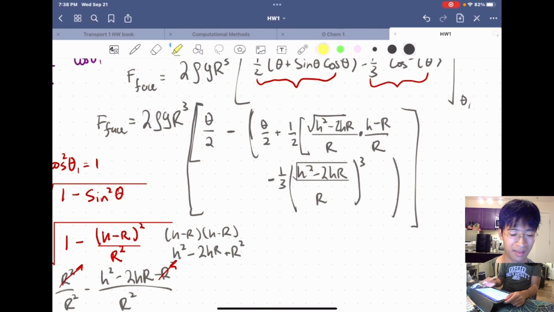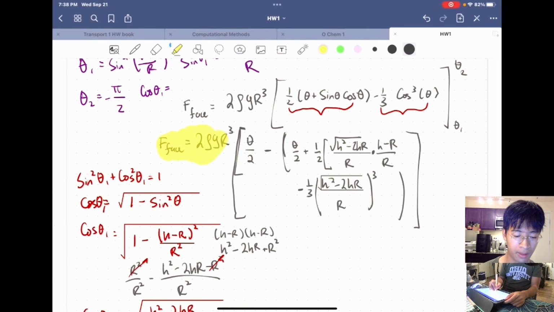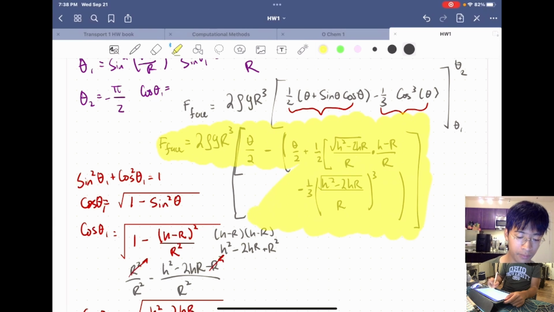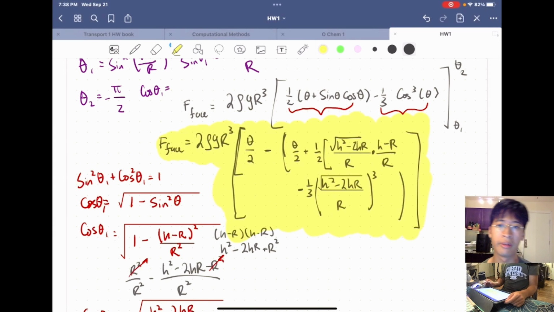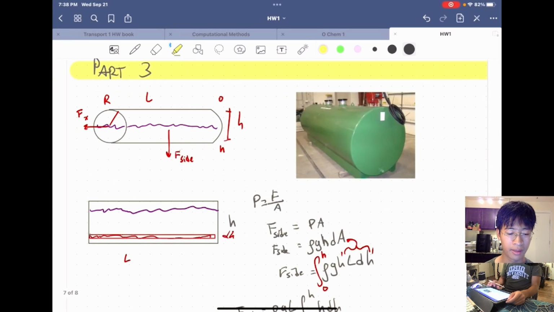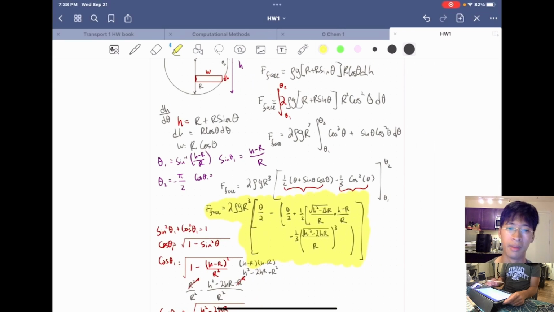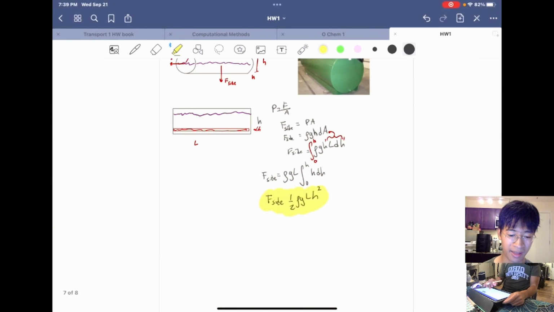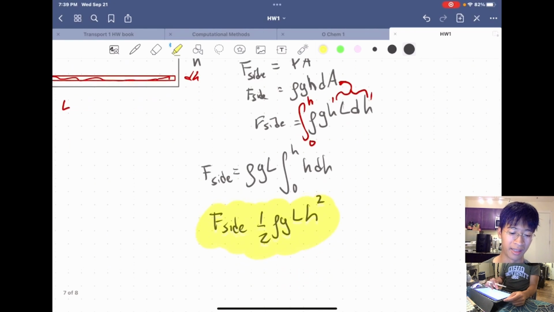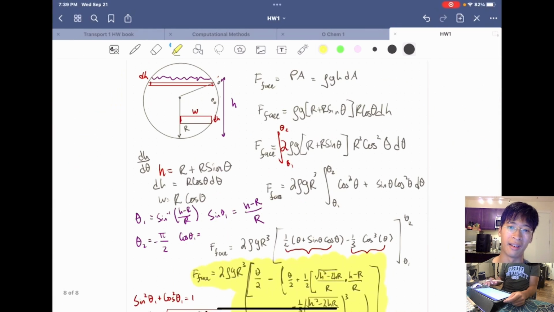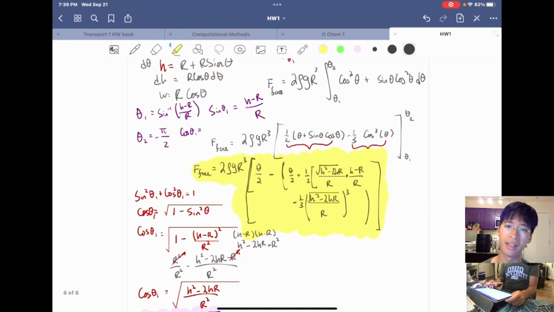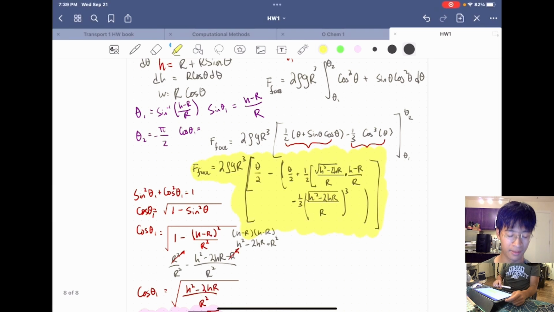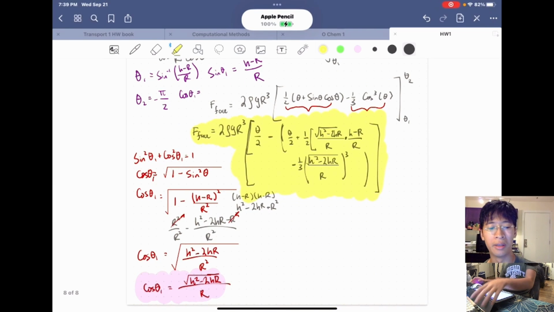Pretty nasty. I'm not going to simplify any further, but here is the finished derivation for the force exerted on a particular face of a cylindrical vessel laid on its side with some liquid in there. So, just so we look back, that's how long this derivation took, and it's a one-liner, right? And that's how long the derivation for a face looks. A lot more complicated, but this is it. Okay, so this concludes part 3 of homework 1.